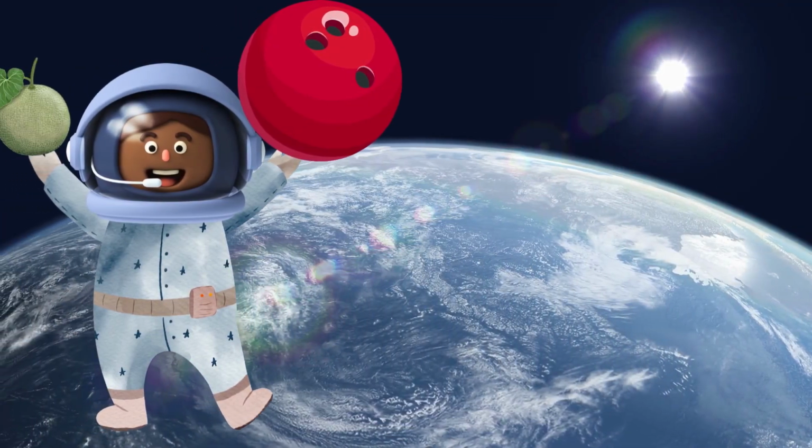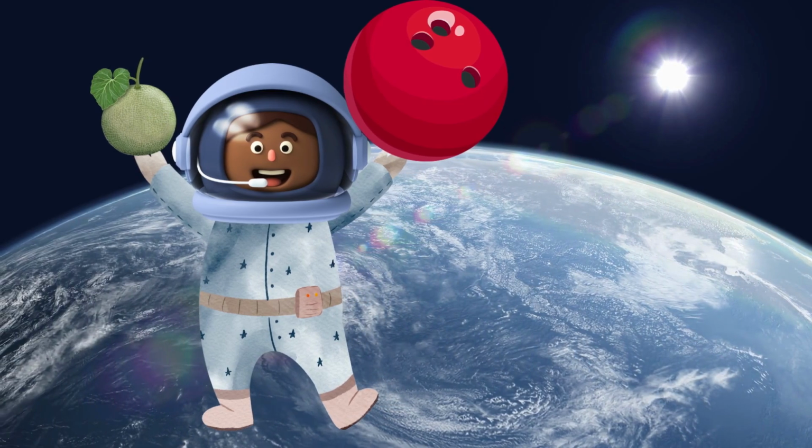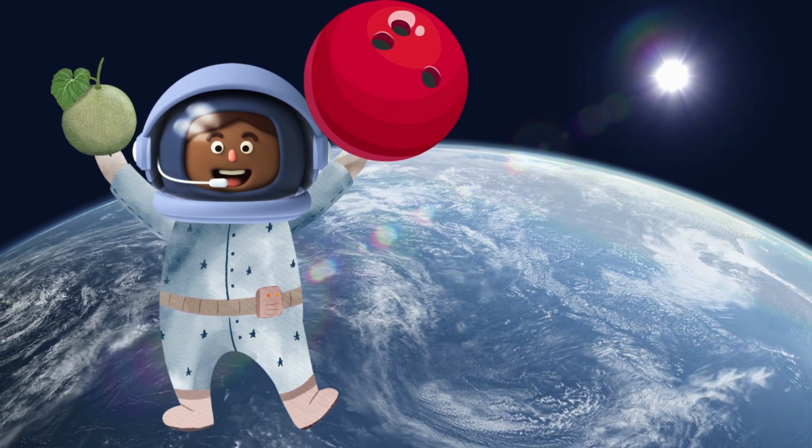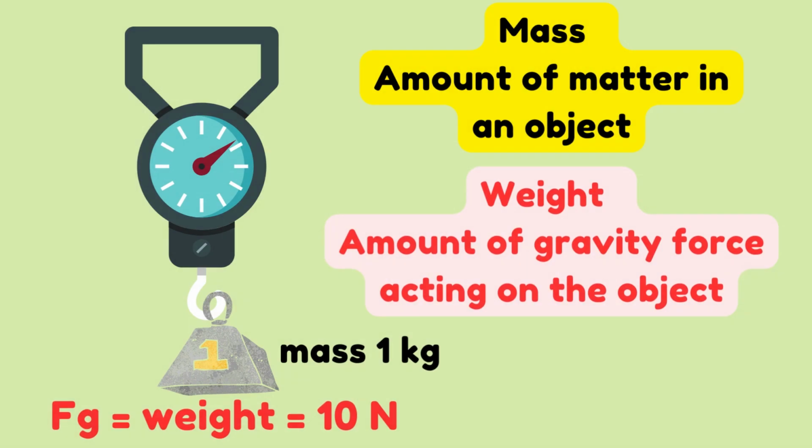Imagine we drop a 1 kilogram cantaloupe and a 5 kilogram bowling ball from the same height at the same time here on Earth. Each 1 kilogram mass is pulled towards the Earth by a gravity force of about 10 newtons. While an object's mass is the amount of matter in it, an object's weight is equal to the amount of gravity force that is exerted on it.